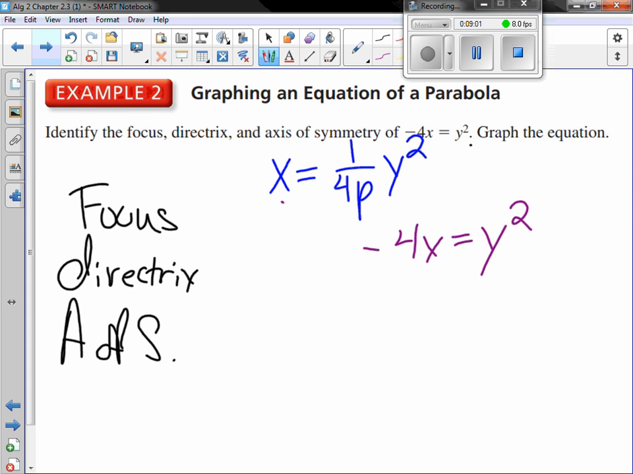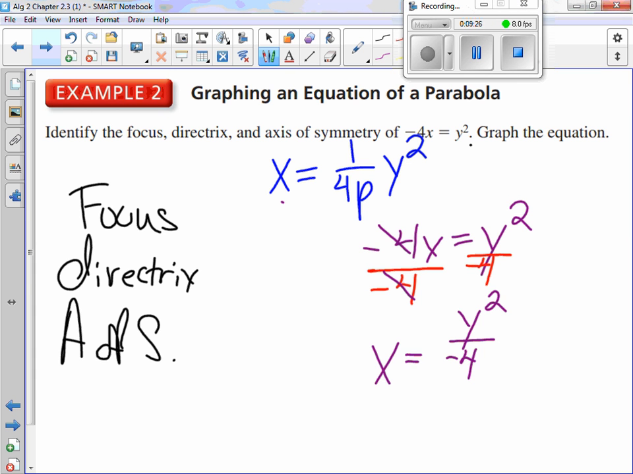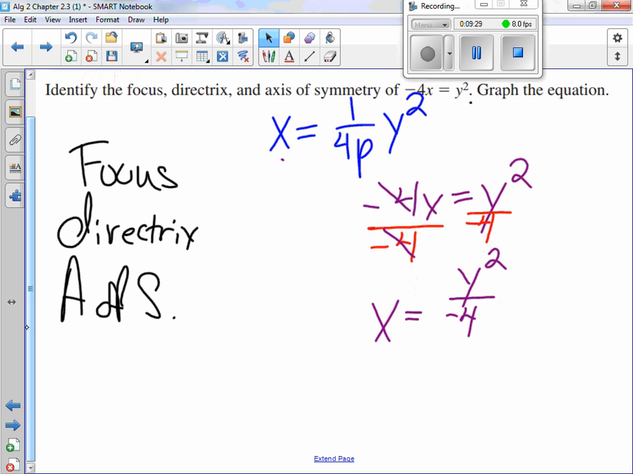So our next thing is we need to get the variable that doesn't have an exponent by itself. What do I need to do? We're going to divide both sides by negative 4. When I divide both sides by negative 4, those simplify to 1, and I get x is equal to y squared over negative 4, yes? Before I move on, is the variable without an exponent by itself? Yes, that's what we did, yes?